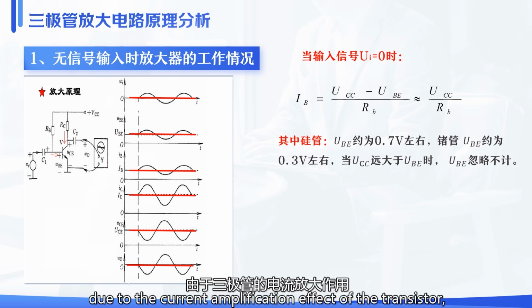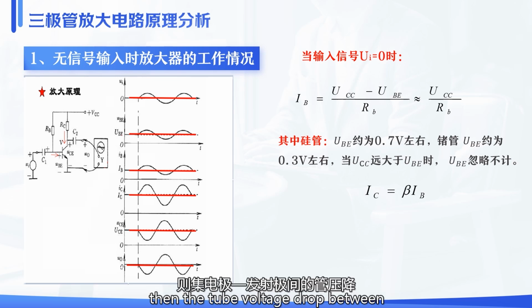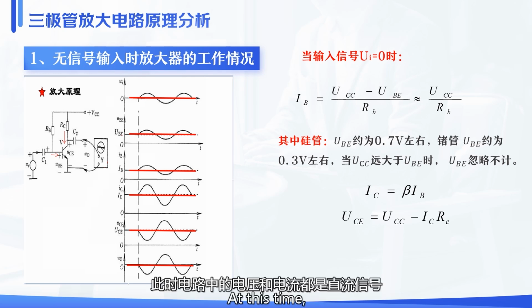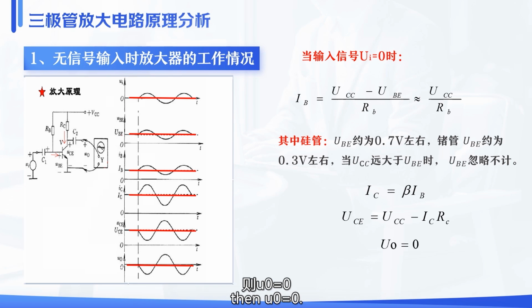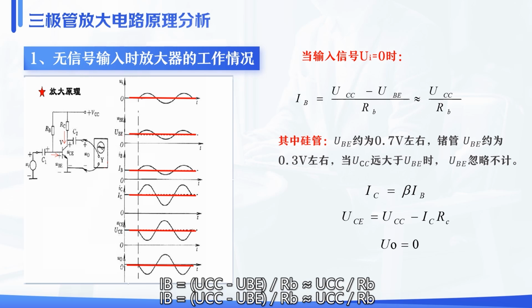Due to the current amplification effect of the transistor, the collector current IC equals beta IB. Then the tube voltage drop between the collector and the emitter, UCE, equals UCC minus IC RC. At this time, the voltage and current in the circuit are all direct current signals. Due to the action of the capacitors C1 and C2, UO is 0, that is, there is no output signal on the load.